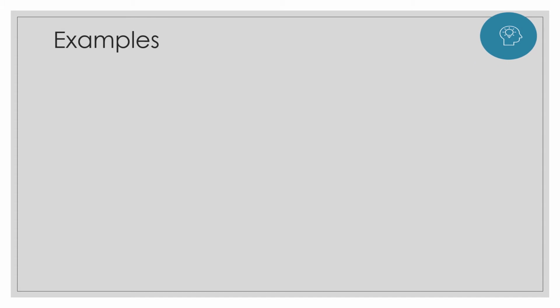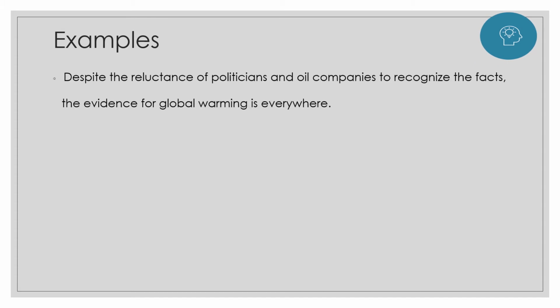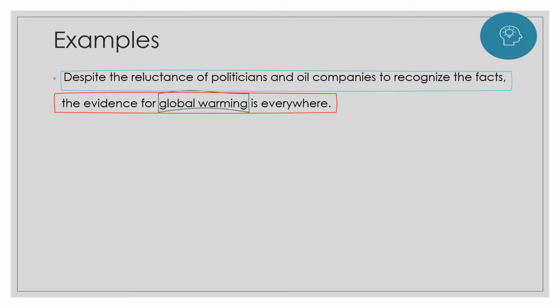Take a look at some examples of position statements. The first example says, despite the reluctance of politicians and oil companies to recognize the facts, the evidence for global warming is everywhere. The topic here is global warming. The author demonstrated that they have knowledge of the topic by stating, despite the reluctance of politicians and oil companies to recognize the facts. Finally, they stated their opinion. The evidence for global warming is everywhere.